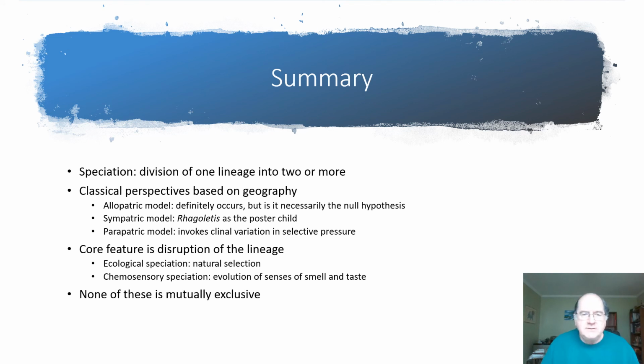In the case of ecological speciation, it is natural selection that is leading to the difference. In chemosensory speciation, it's the evolution of the senses of smell and taste. I really want to emphasize this last point, that none of these are mutually exclusive, that all of these things can be going on at the same time, feeding on one another. And so it becomes a very difficult proposition to assert with any confidence that any particular historical example diverged because of this set of factors or that set of factors. It's often a complex interaction between the two.